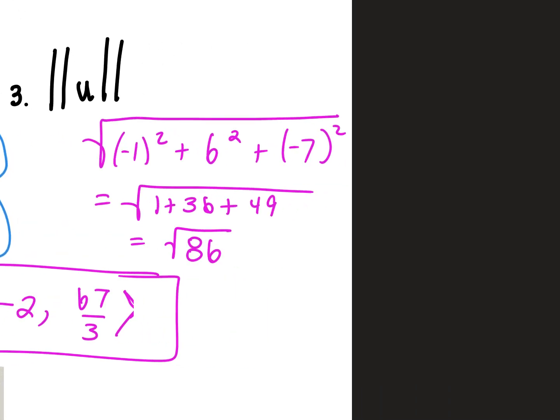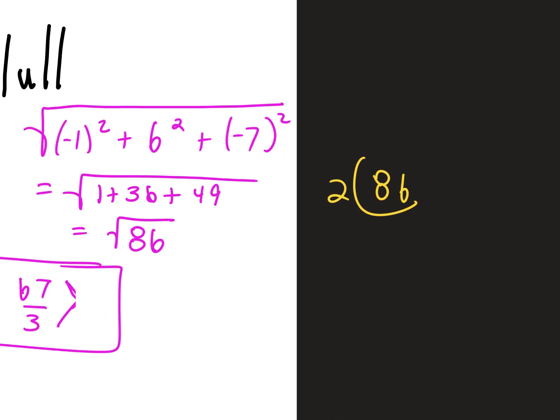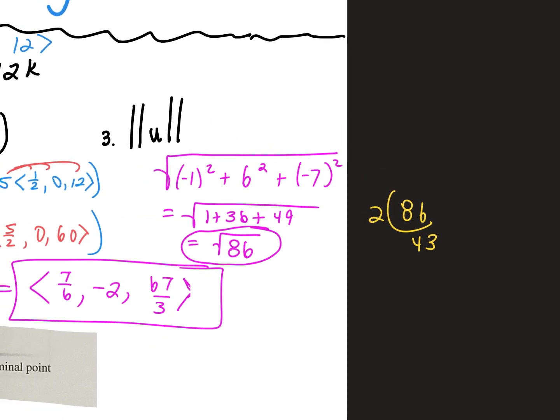Let's do our little upside down division here. 2 goes into 86 how many times? 43. 2 goes into 8 4 times. 2 goes into 6 3 times. Yeah? All right, does 2 go into 43? 3, 4, 5, 6, 7. Are we good here? Just the square root of 86. Good, good, good.